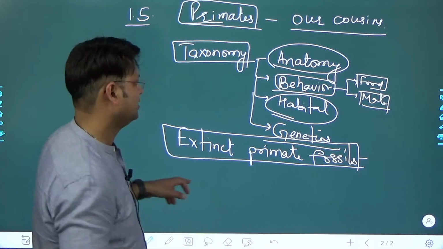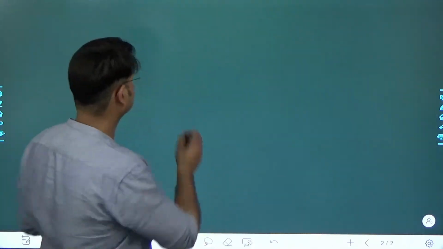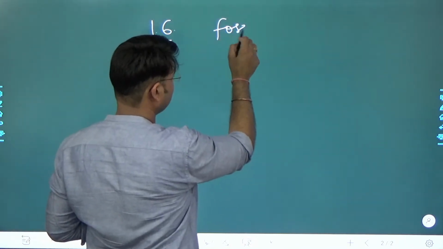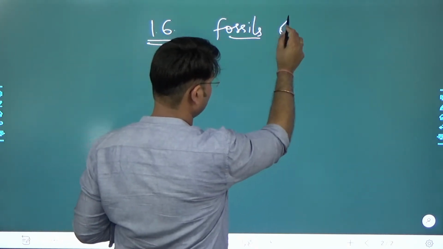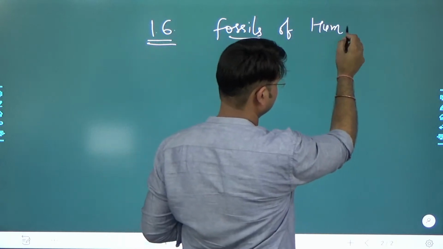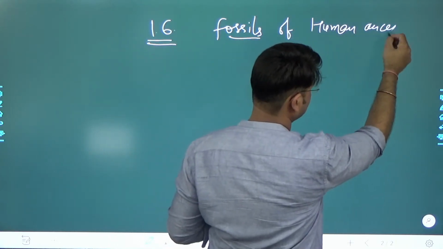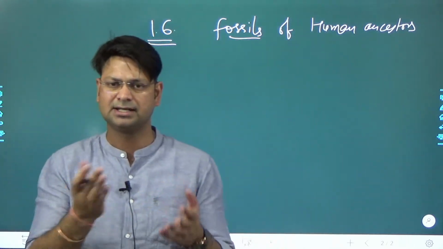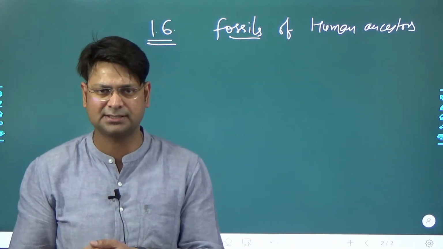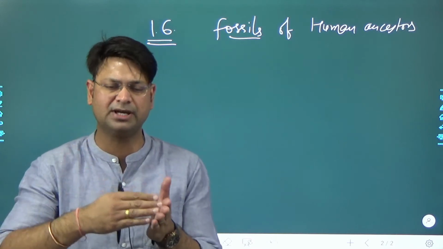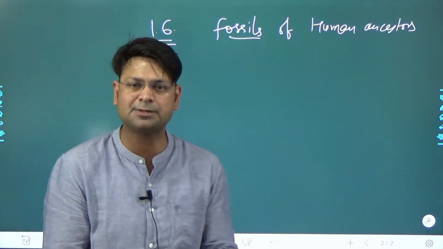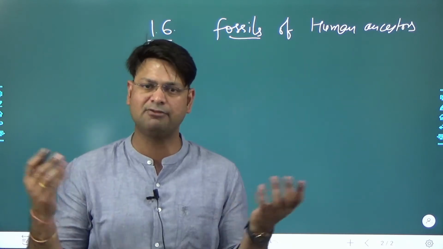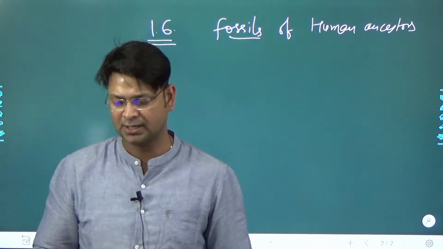Then we will understand in 1.6 the fossils of human ancestors, as well as primate ancestors, you can say. Man is also a primate, right? You can say we are an evolved primate, a unique primate who has the ability to speak, who has a very complex brain, who has the ability to manipulate objects.